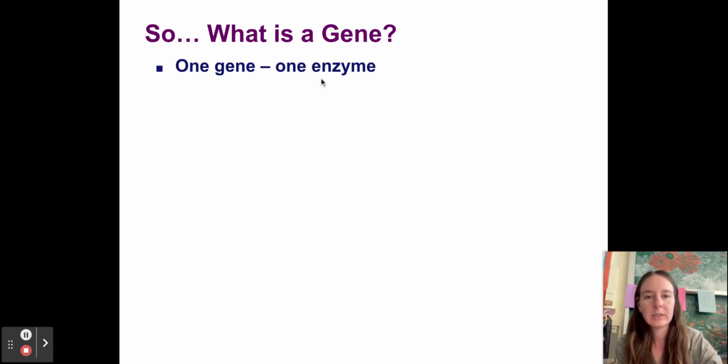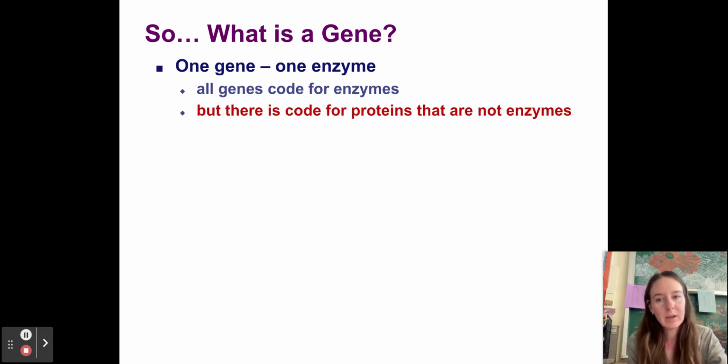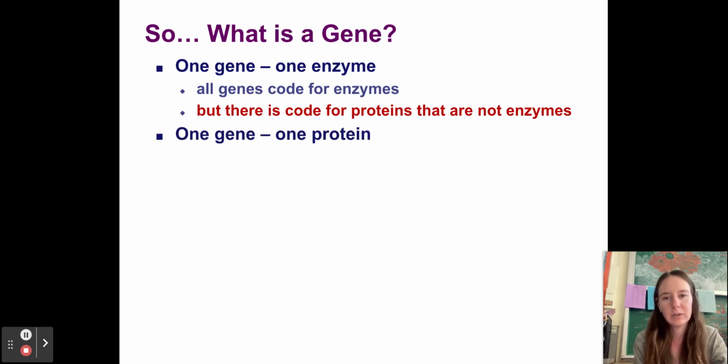scientists thought that one gene is the instructions for building one enzyme. And if this was the case, then that would say that all genes code for enzymes. Is this true? No. There is a code for proteins that are not enzymes, so that is not true.